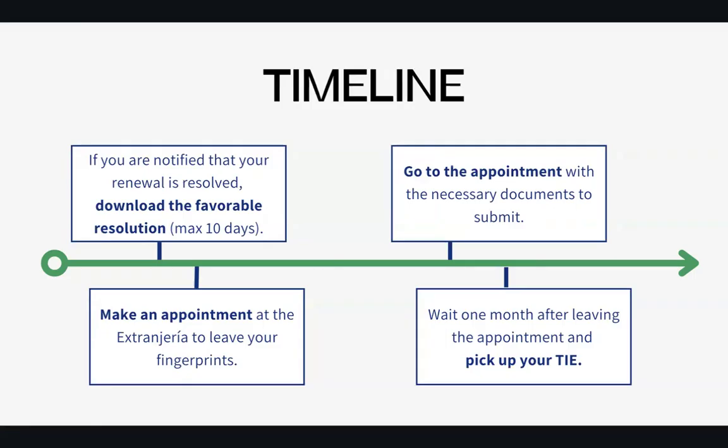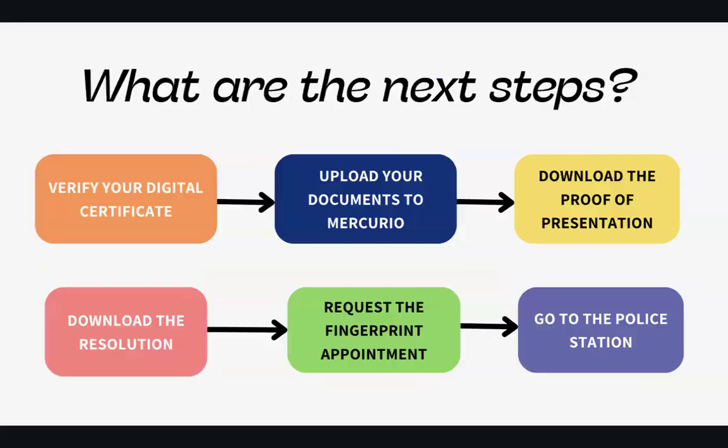So once you get notified that your renewal application has been resolved, you can now make an appointment in the extranjeria and leave your fingerprints to get the card. With this appointment, you go submit the necessary documents, which is a different set of documents to submit, and after 1 month of the appointment, you can pick up your TIE there.